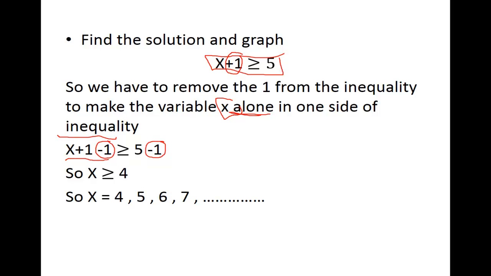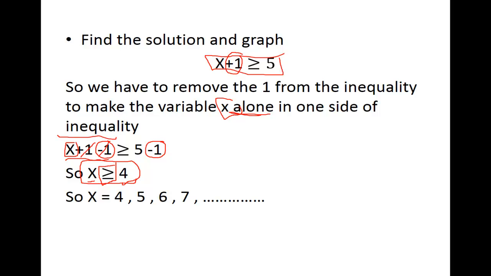So x plus 1 is more than or equal to 5. Subtract 1 from both sides of the inequality. Here is minus 1, here is minus 1. So 1 minus 1 equals 0, cancelled. On the left side of the inequality, we have x. We still have more than or equal to. 5 minus 1 equals 4. So we have x is more than or equal to 4.